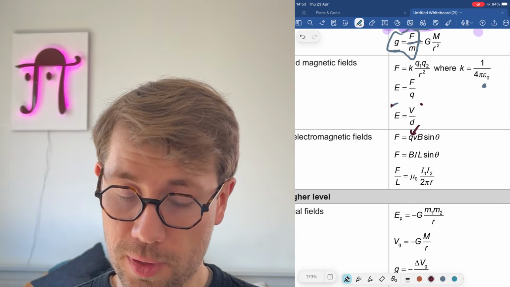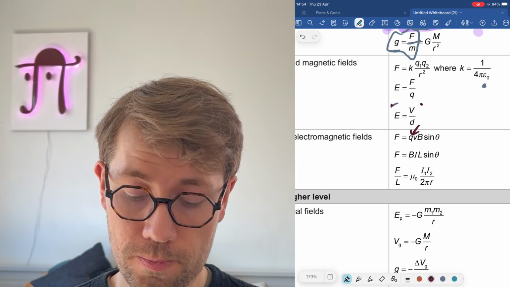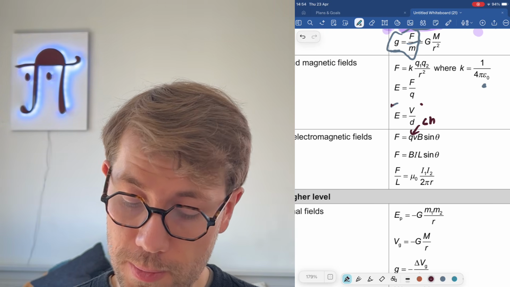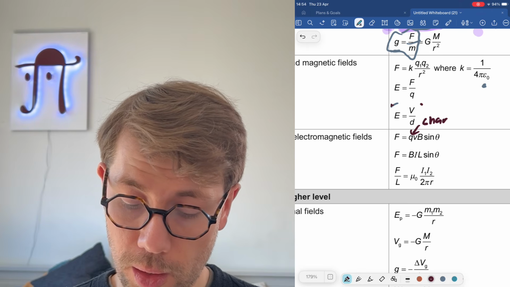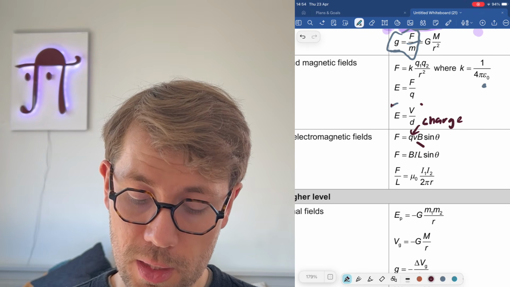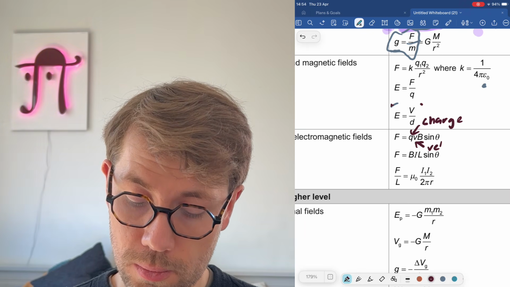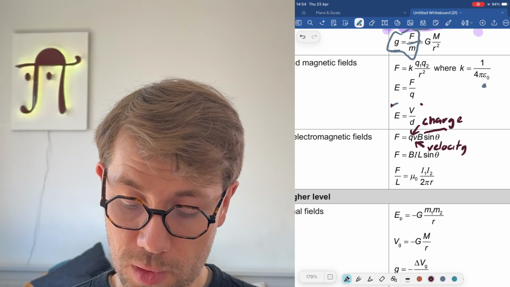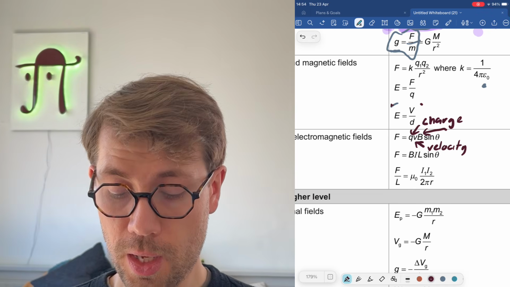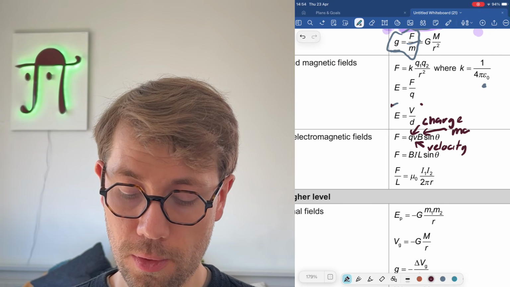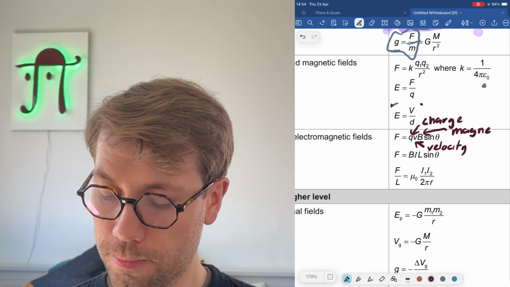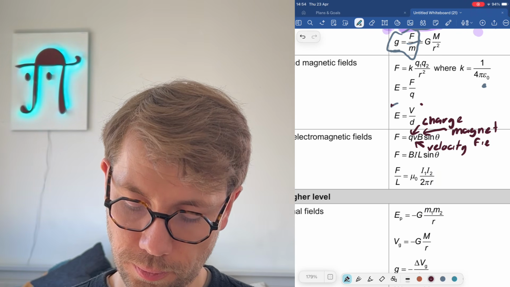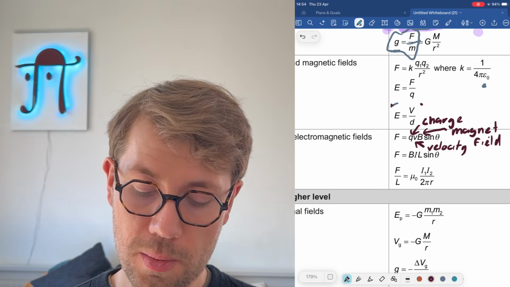Q, I'm hoping Q is going to come quite easy to you now. That's charge. And then we've got V. It's a lowercase v, and we've seen that quite a lot before. Lowercase v is going to be velocity. And then we've got B, first time we've seen this, and B obviously stands for magnetic field, B for magnet. And then sine, and we've got a theta.